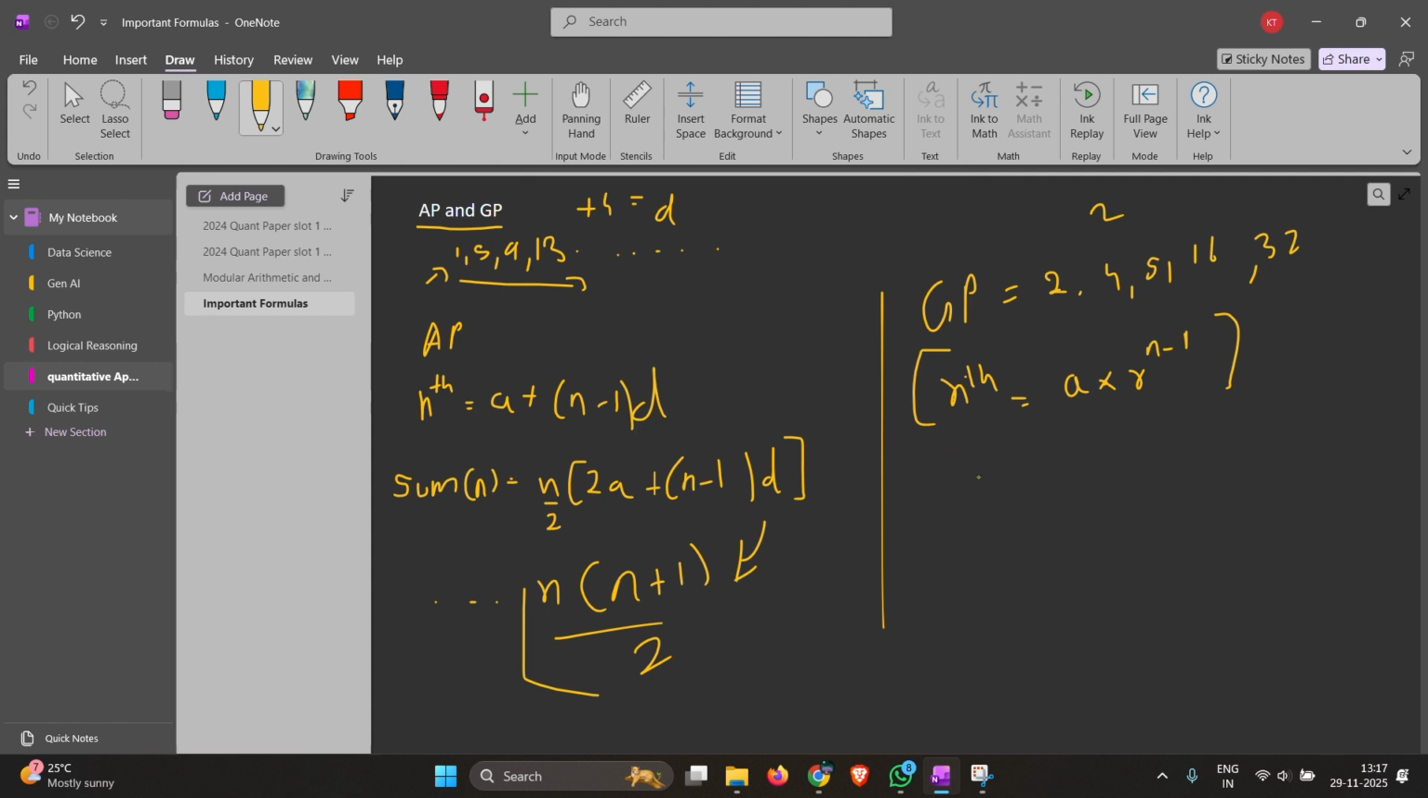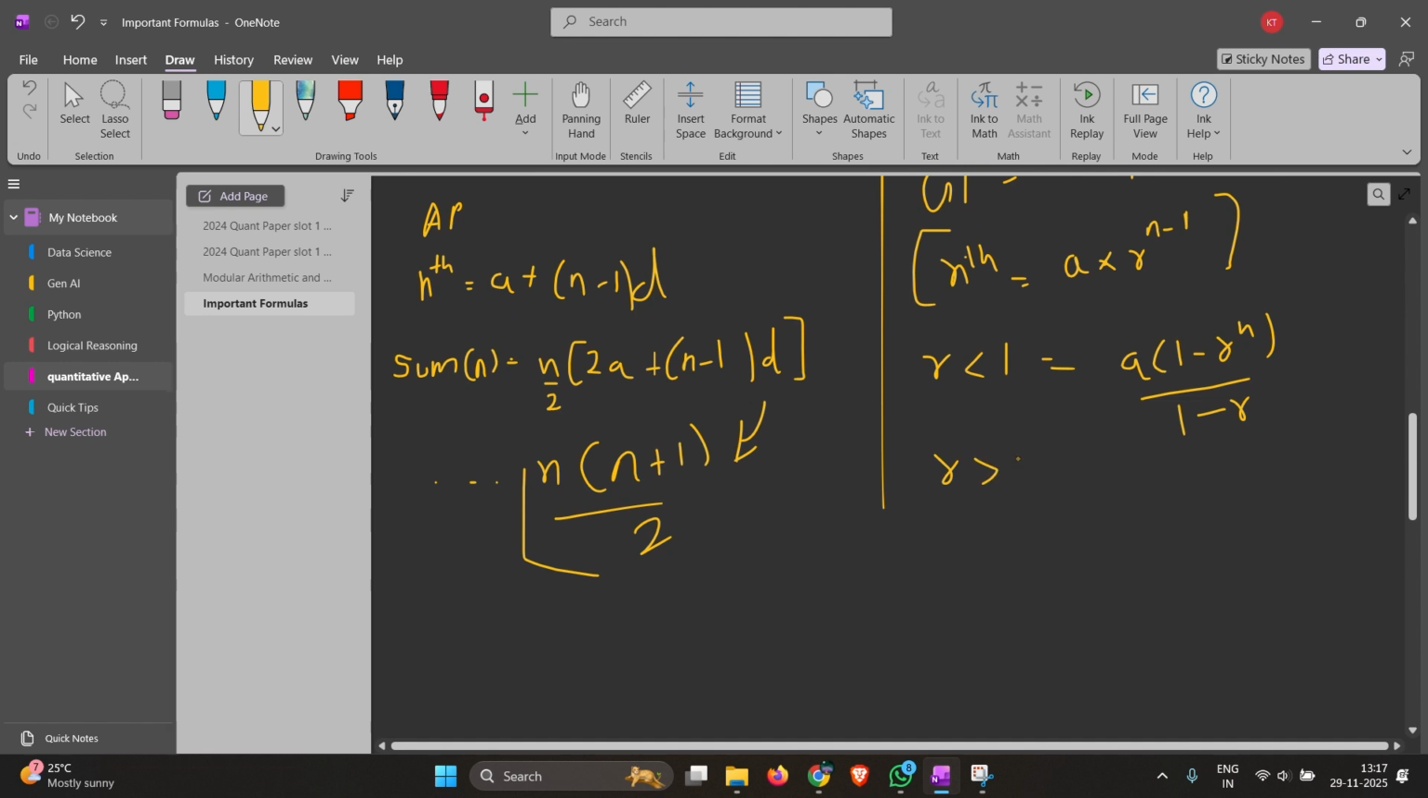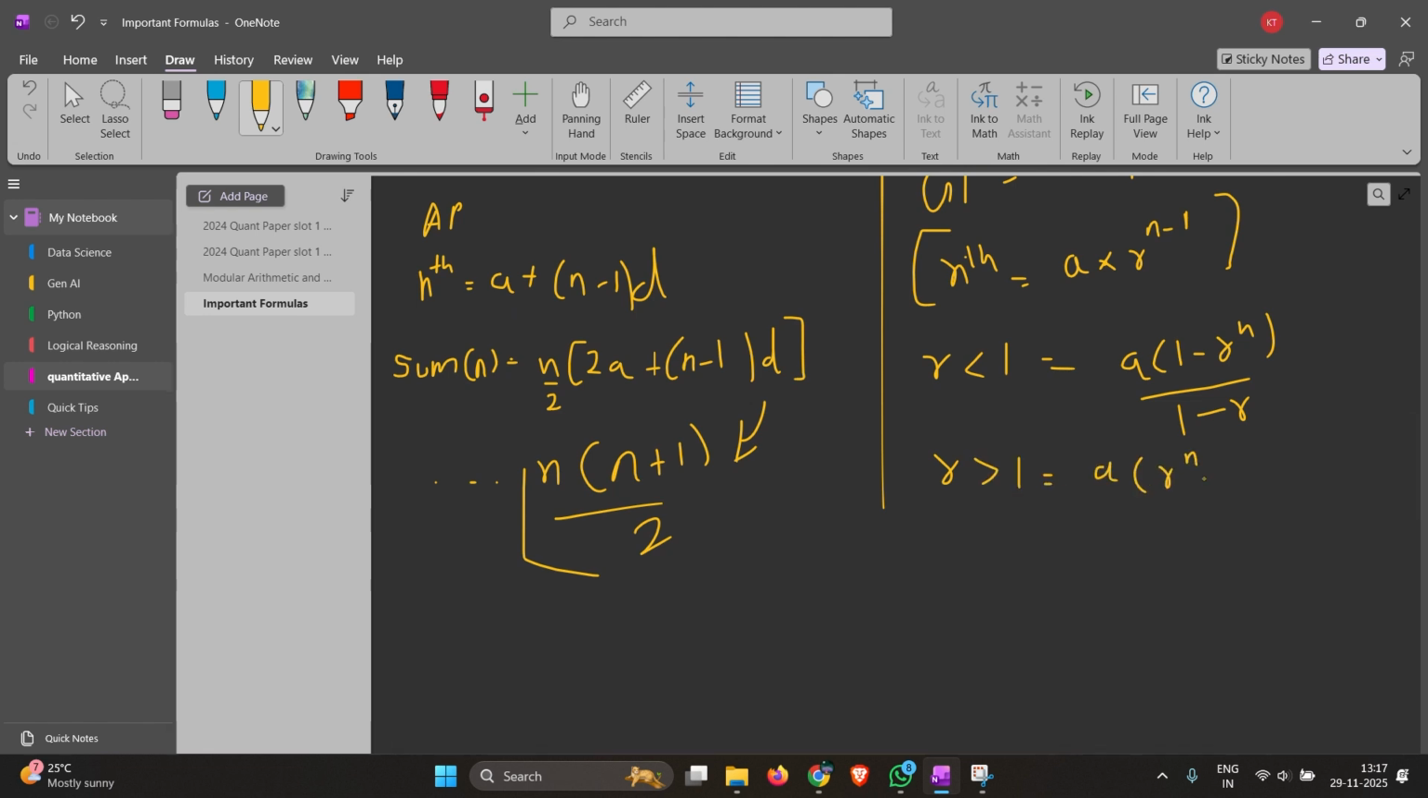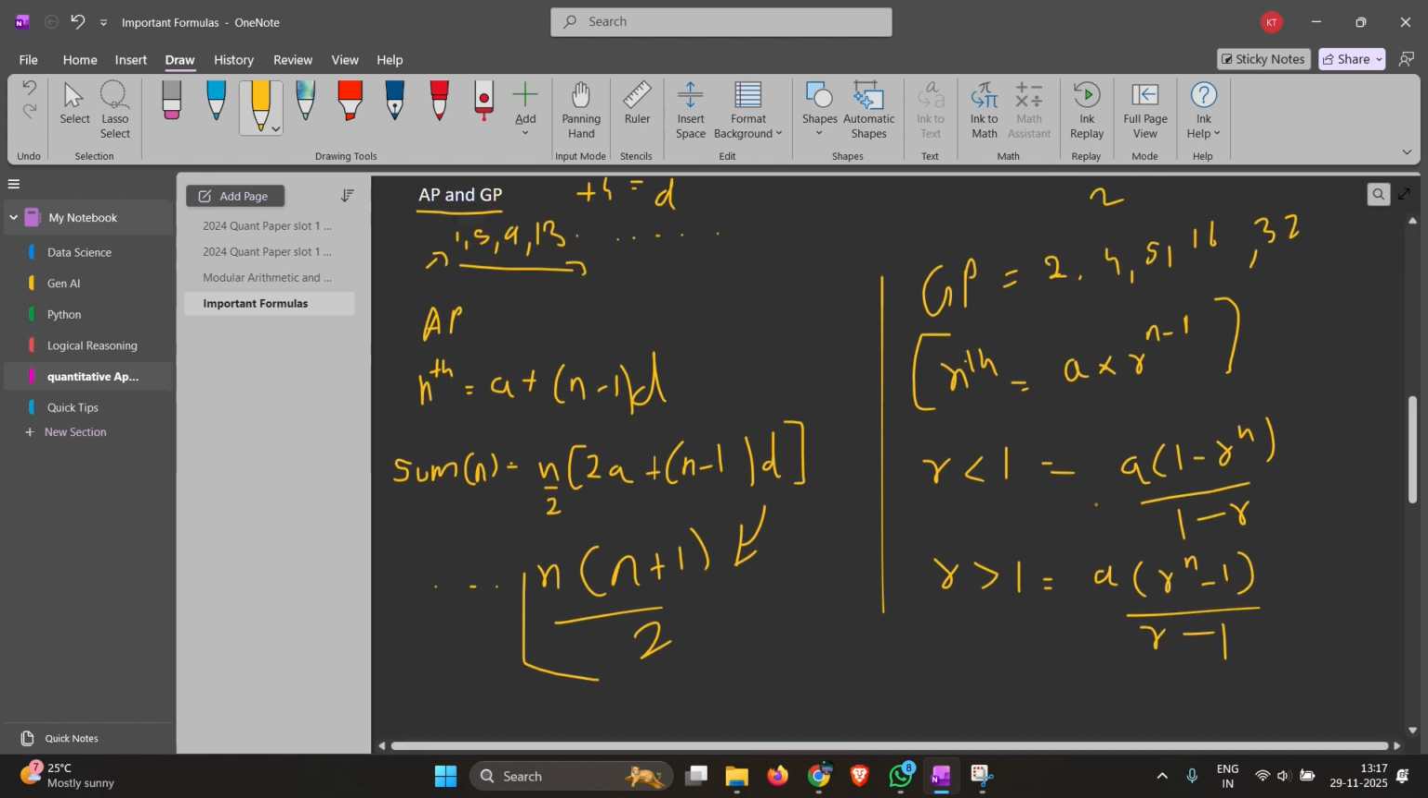And to find the sum of the first n terms of a geometric progression, it depends on whether the common ratio is less than 1 or greater than 1. If r is less than 1, the sum of the first n terms would be a into 1 minus r raised to n upon 1 minus r. And if r is greater than 1, we'll have a into r raised to n minus 1 upon r minus 1.